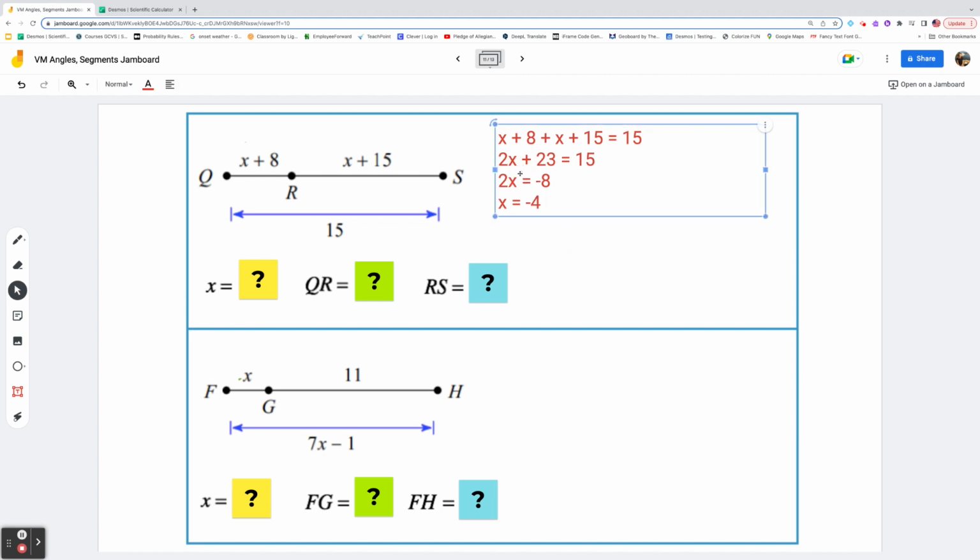Now that usually makes somebody second guess their work. And we might think, wait a minute, can length be negative? Right, but the length is not negative. This length is just negative 4 plus 8, right? So this length right here, negative 4 plus 8 is 4. This length, negative 4 plus 15 is 11. And just by way of checking, 4 plus 11 does equal 15. So we feel pretty confident that x equals negative 4 is the correct answer.